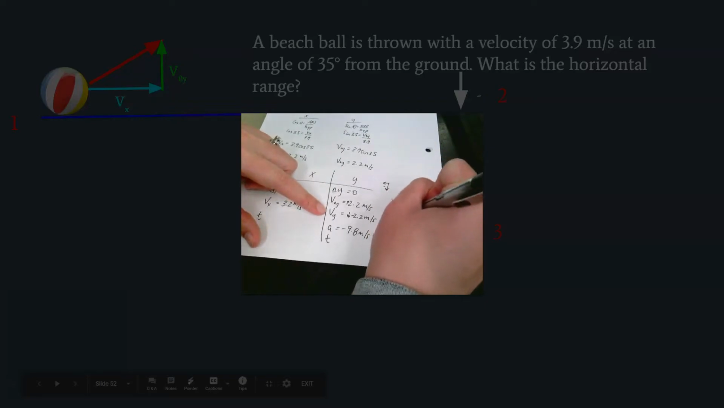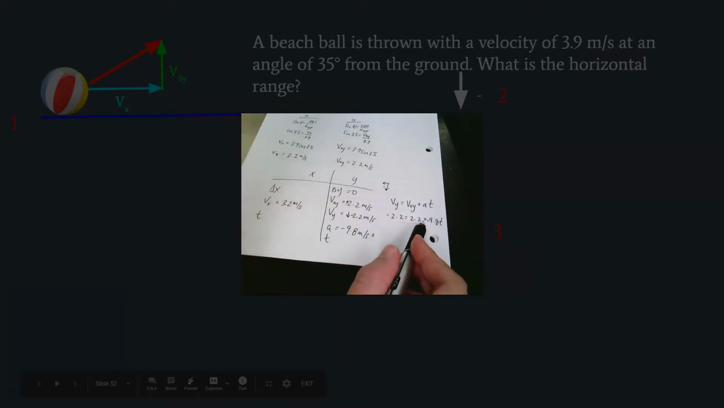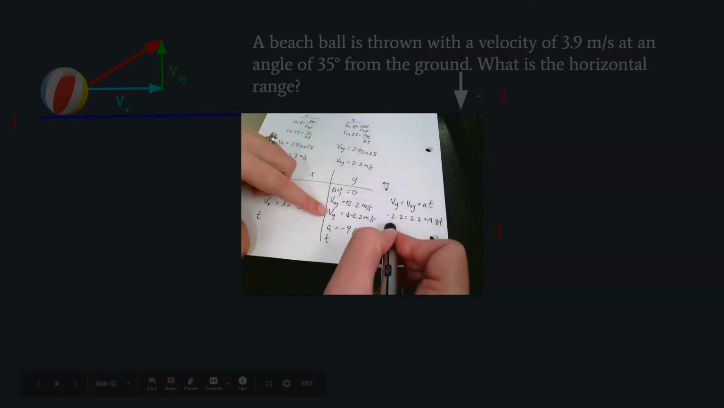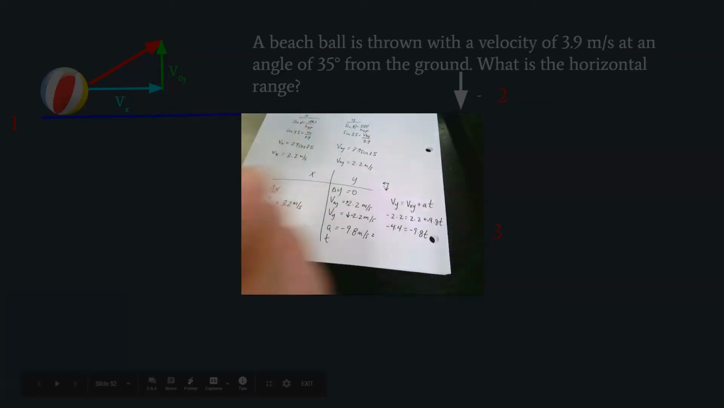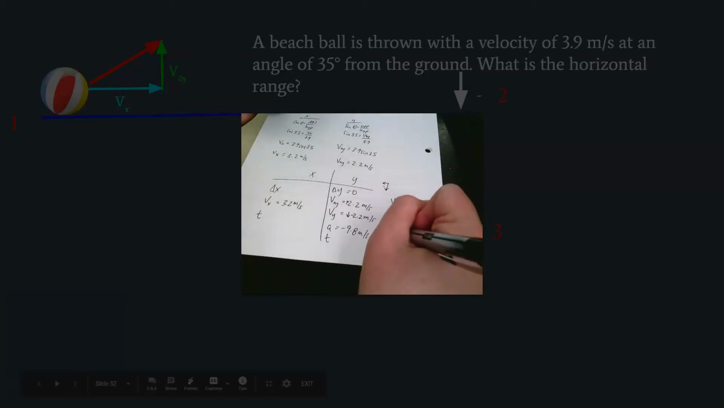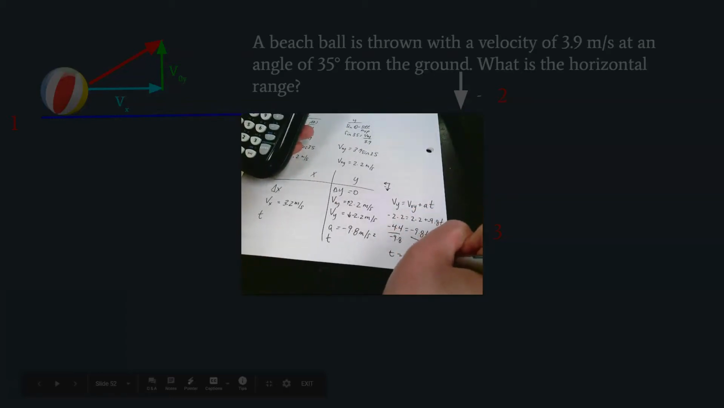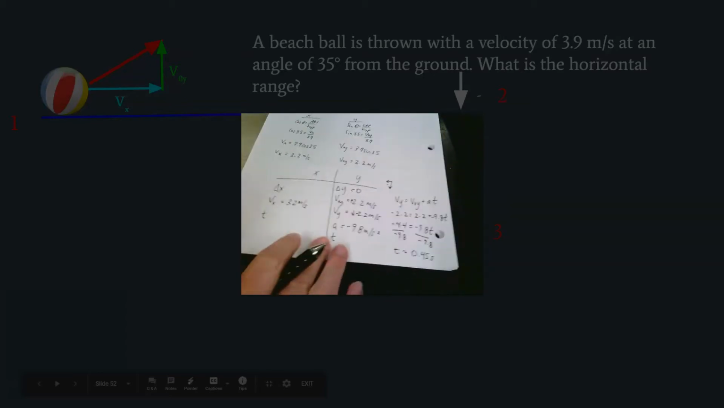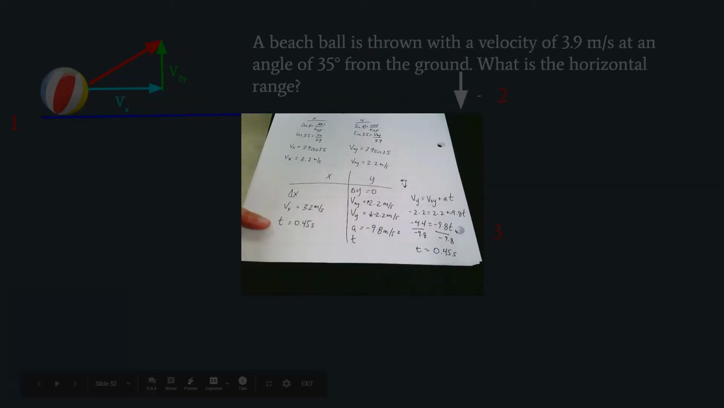Reference frame is going to be key here. Negative 9.8t, so I have negative 2.2 is equal to a positive 2.2 plus a negative 9.8t. I'm going to subtract 2.2 from each side to get a negative 4.4t. So it's clearly not in the air very long. I'm going to take 4.4 divided by 9.8, and I get a time of 0.45 seconds. That's pretty fast. That means 0.45 seconds is the only time it's in the air.